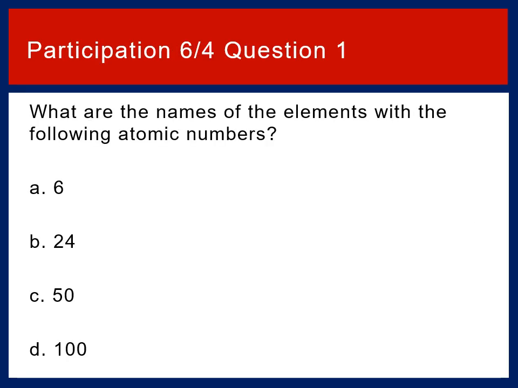Participation 6-4, question 1. What are the names of the elements with the following atomic numbers? A: 6, B: 24, C: 50, and D: 100. This is the first question on participation 6-4, due Thursday, June 4th at 11:59 p.m. over on Blackboard. The link to the assignment is right below the links to these videos. Again, what are the names of the elements with the following atomic numbers? It's 6, 24, 50, and 100.